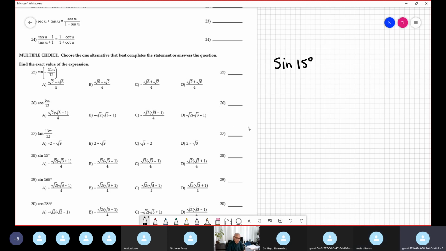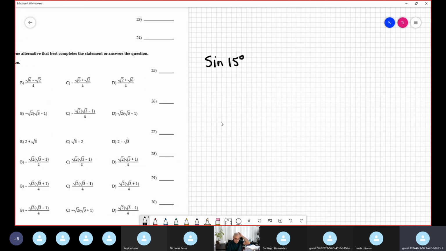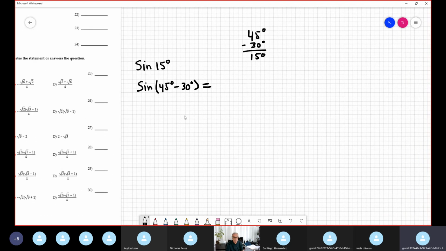Okay, so now we practice a little bit the sum of differences formulas. In this case, the combination that matches perfectly is 45 and 30. So 45 degree minus 30 degree is 15 degree. So you replace sine 15 with sine 45 minus 30. And we're using the formula that states the relationship when you have subtraction of angles.